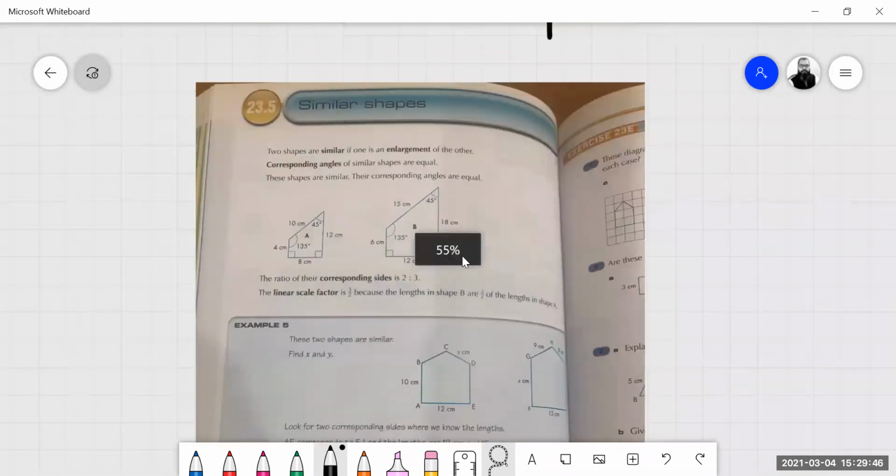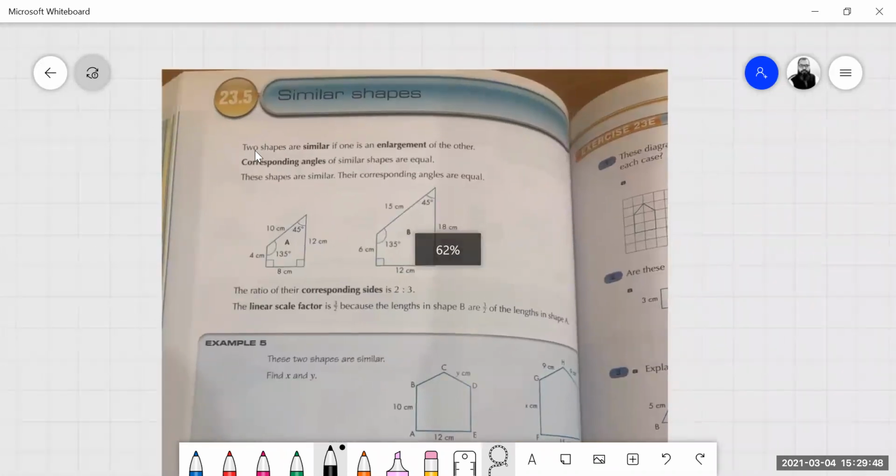Okay, now look. Two shapes are similar. Look here. The ratio is 2 and 3. 2 and 3 means if it is 2, this is 3. If it is 4, this will be 6. If it is 5, this is more, one ratio more. 10, 15, 8, 12, and 12, 18.